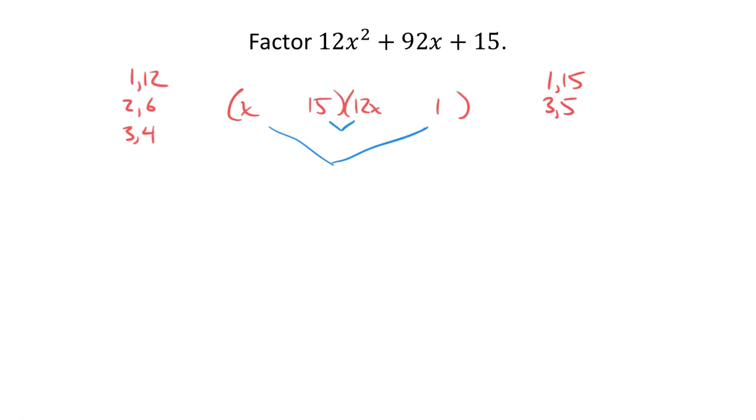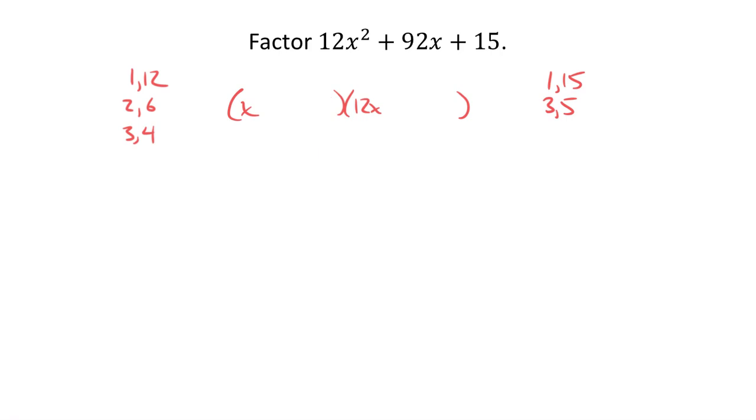Well, 15 times 12 is already 180. That'd be 180x. And then 1 times x is just going to give us x. When we add those two, we don't get 92. Not going to work.